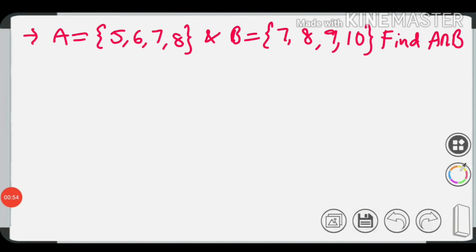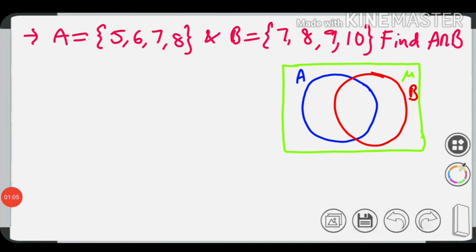A is equal to 5, 6, 7, 8 and B is equal to 7, 8, 9, 10. Find the A intersection B value. So first we will discuss this by using a Venn diagram and then the problem. Just see the Venn diagram. So I am taking A and B like this, and if you observe the common elements 7 and 8, 7, 8 are both in A and B.